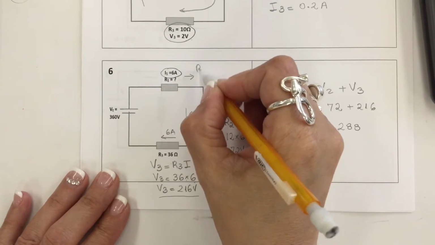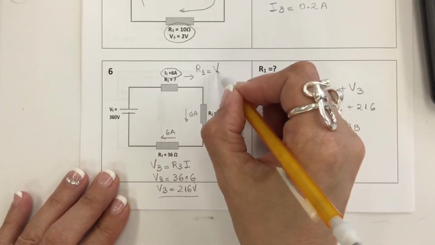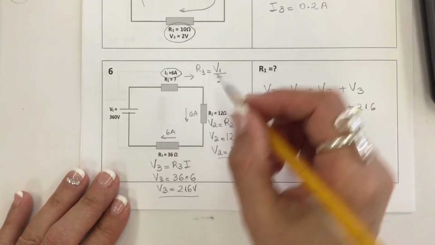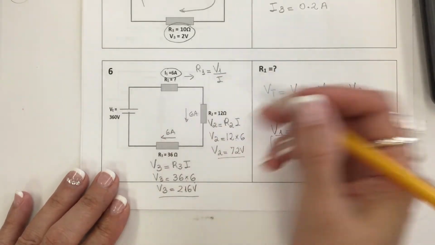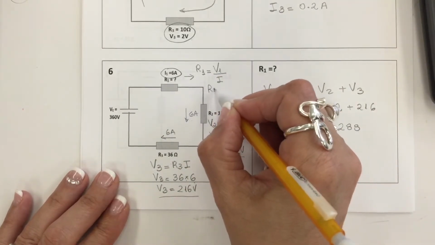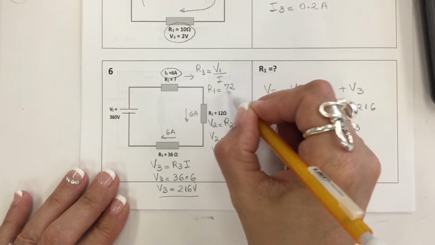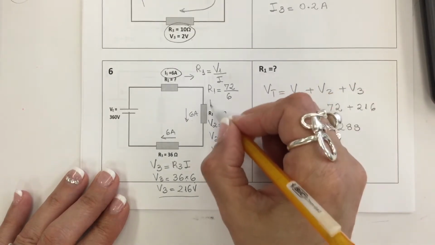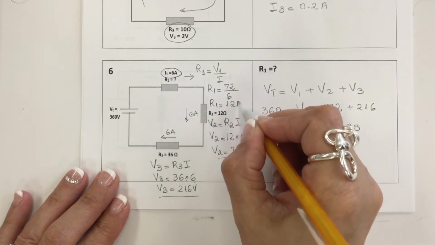Finally, to find R1, I'm going to use Ohm's law, which is V1 over I. Because the current is the same, I'm not going to label I1, I2, or I3 because it's the same. So in this case, R1 is 72 over 6. So R1 is 12 ohms.